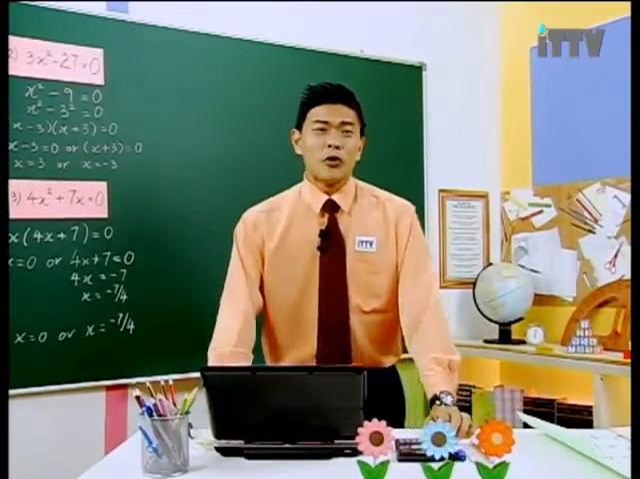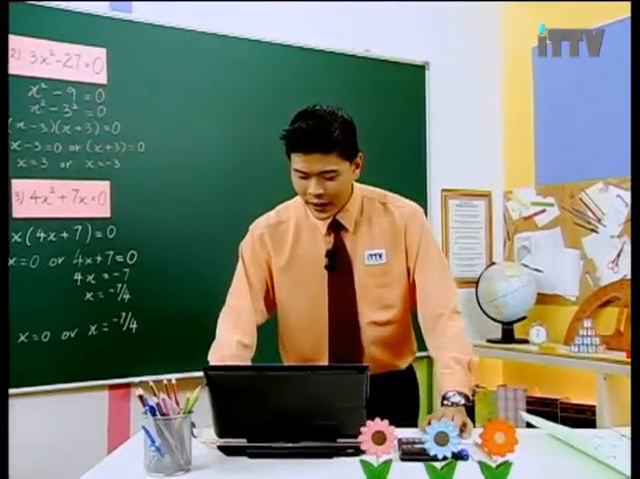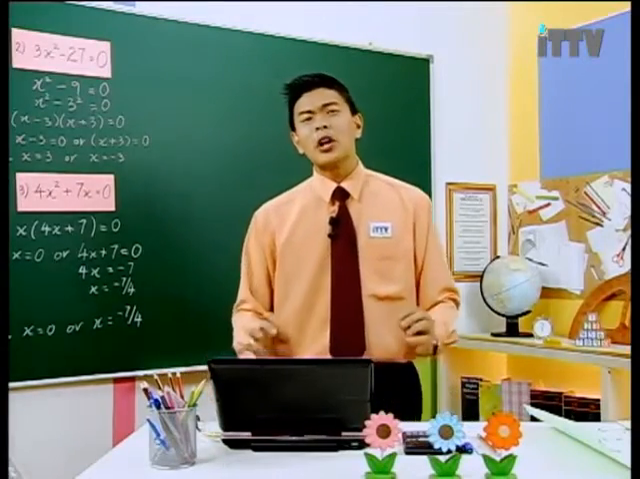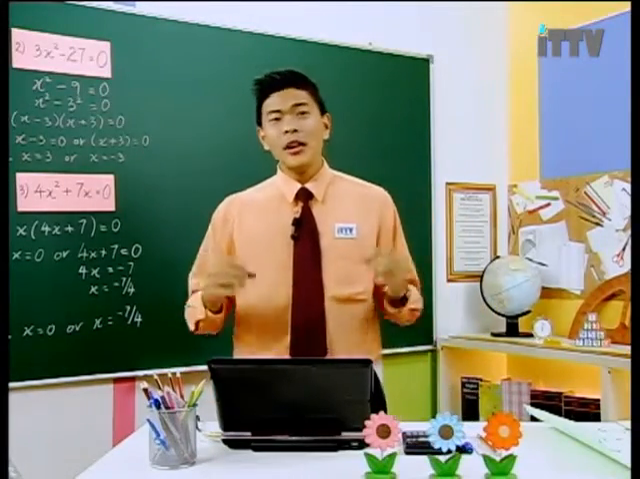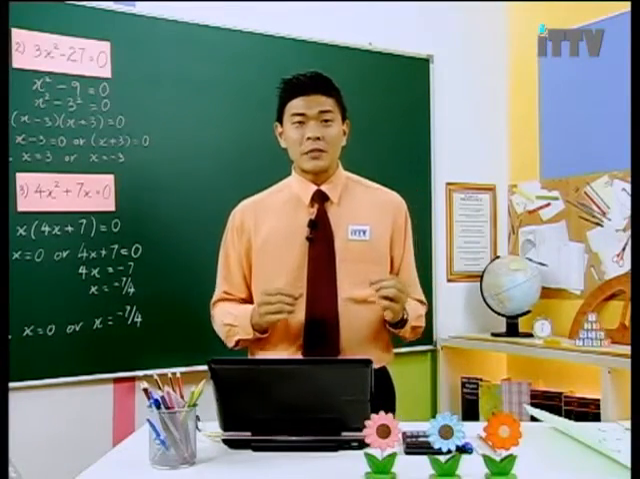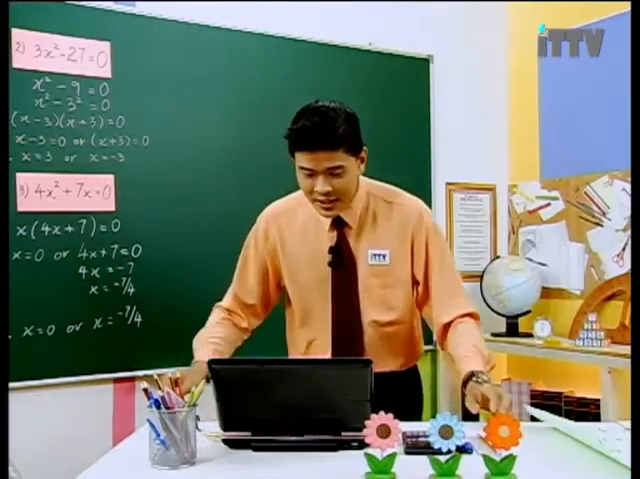Alright guys, now we move on to case 4. Case 4 is the easiest to identify. Why? Because it is in the full form of the quadratic equation, ax squared plus bx plus c. Come on, let's look at this example.